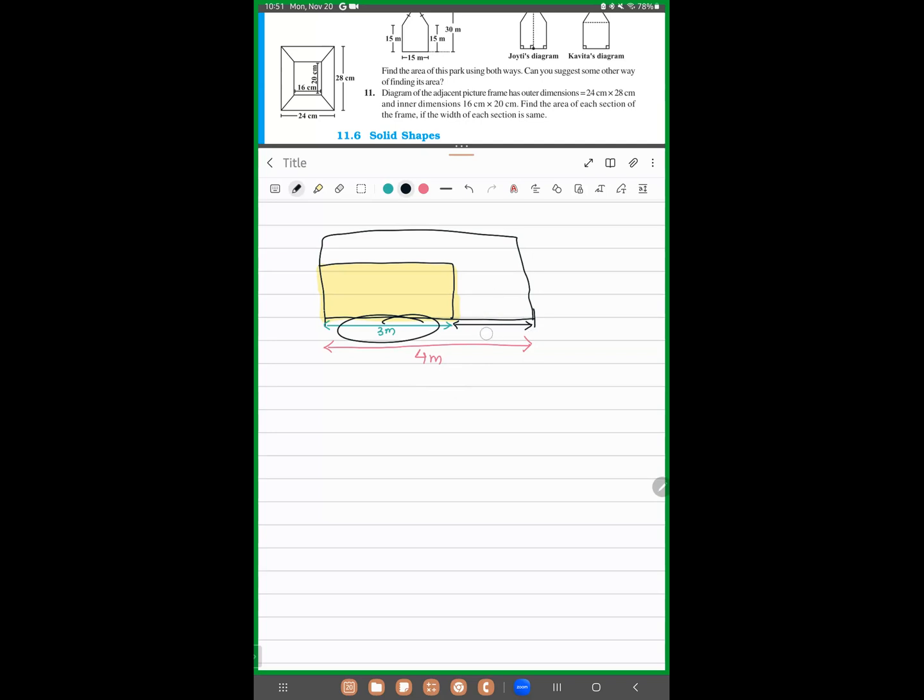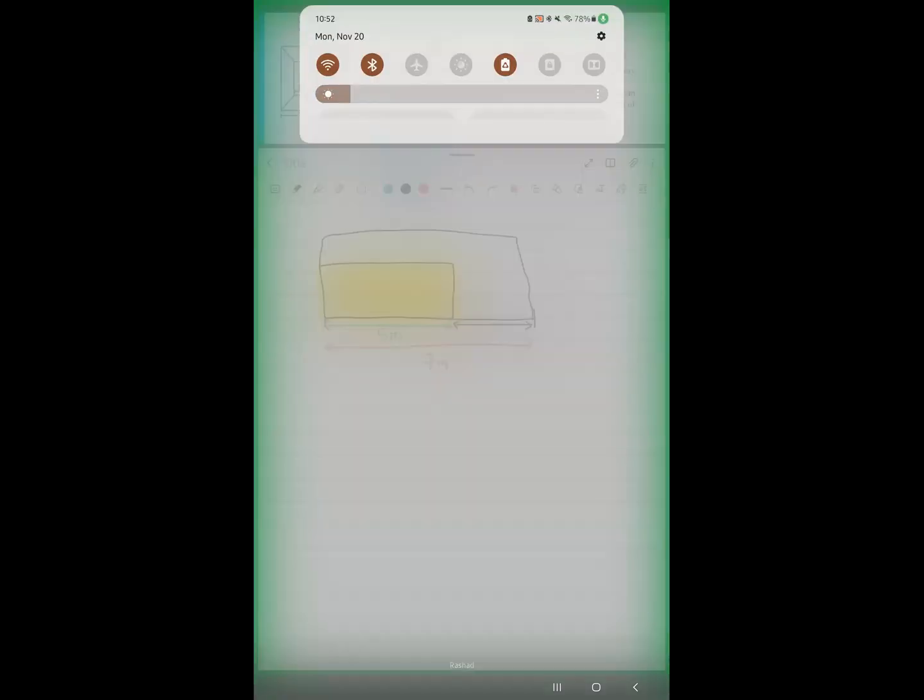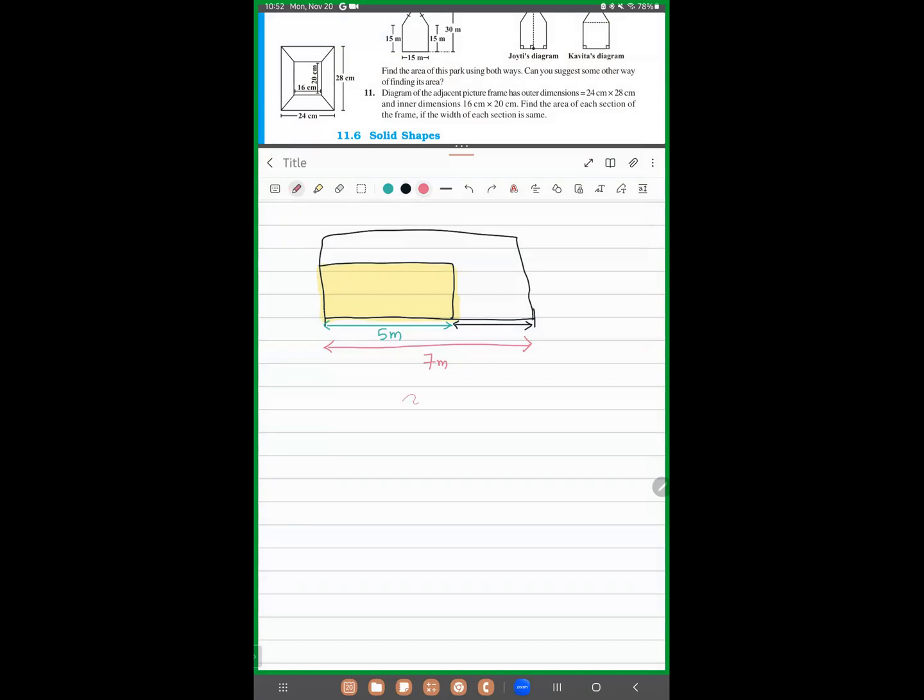1 meter. Okay. Now let me change this. Let's say the wall is 7 meters and your bed is occupying 5 meters. Can you tell me how much space is left? 2 meters. So how are you doing this? What calculation are you doing in your mind? 5 plus something that gives 7. Yeah, so basically 7 minus 5, right? Yeah, that is what you are doing.